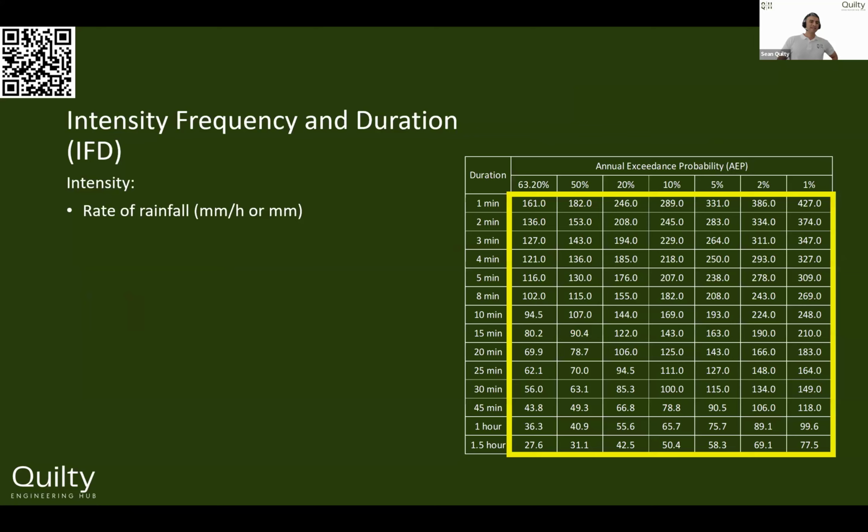So now we get into intensity, frequency, and duration tables. When we're looking at any sort of stormwater design, we need to understand what the rainfall intensity is, so how much water is actually falling from the sky. This is where we use IFD tables, and we can obtain our rainfall intensity. In this example, these values are in millimeters per hour, but your IFD tables can be represented as just millimeters, a depth of rainfall for your duration, or they can have a rate, millimeters per hour. So when you get an IFD table, they're the values you're going to obtain.